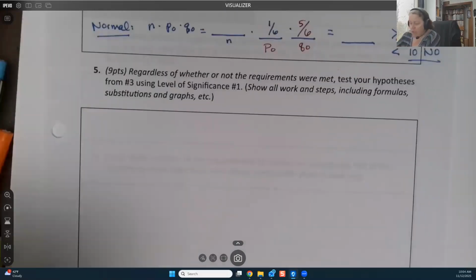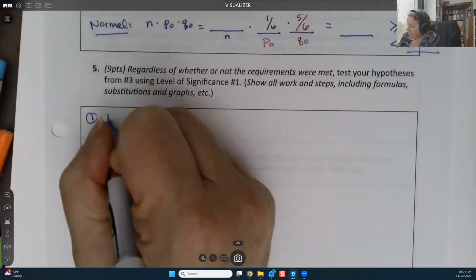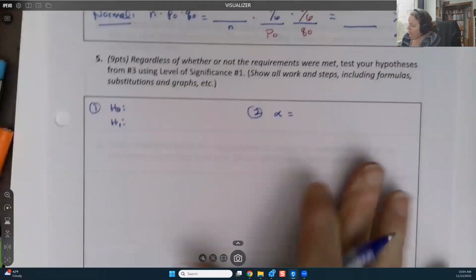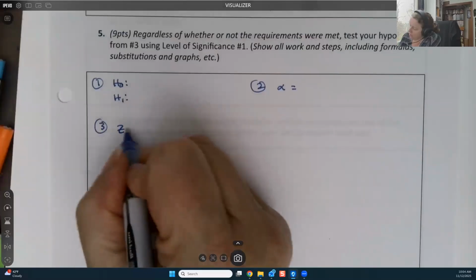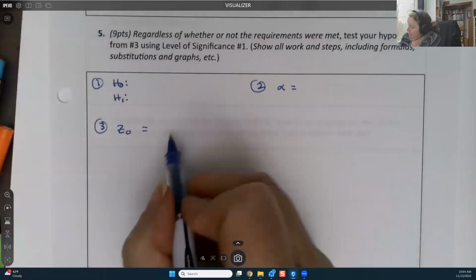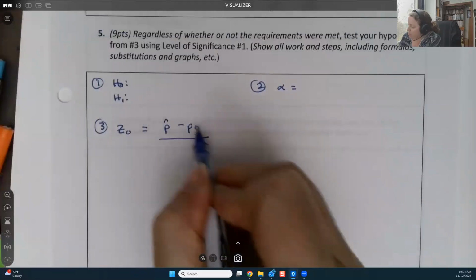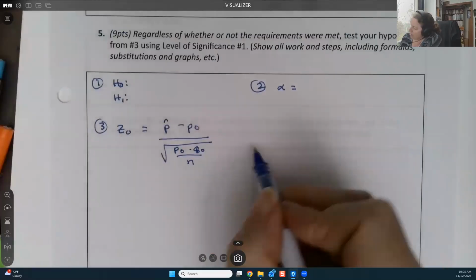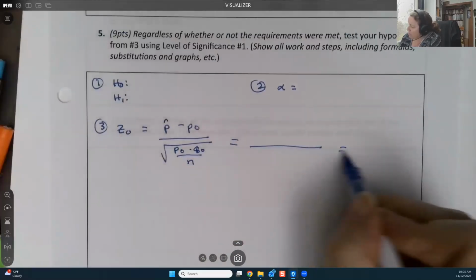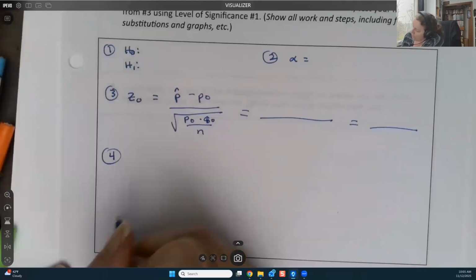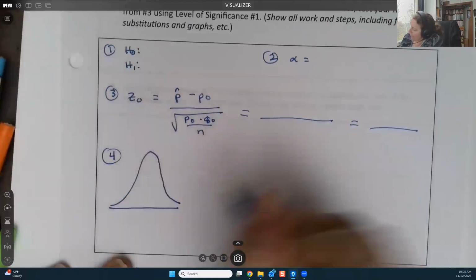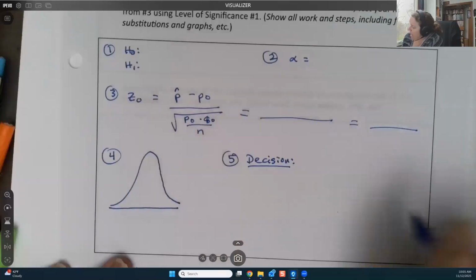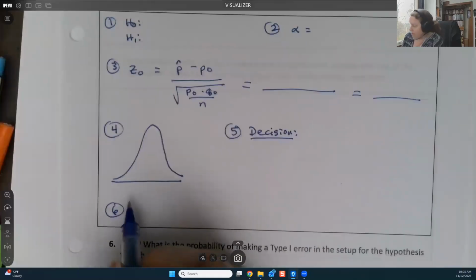And then down here, I'm not going to do it, but you guys can write your steps. So you're going to have your H0 and your H1, and then your step 2, which is your alpha, and then your step 3, which is your formula, right? We actually know what this formula is. It's the only formula we know right now. P0 times Q0 over N equals blah, blah, blah, which is your number. And then over here, you're going to have your graph. And then over here, you're going to make your decision, right? And then down here, you're going to have your conclusion, right?